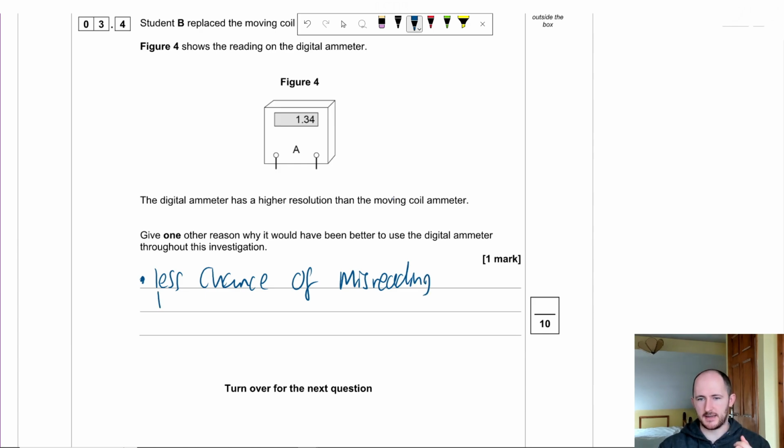But also, if you want to get fancy, no parallax error. If you want to do A-level physics, you do need to know about parallax error, so that's good. And yes, if it has a higher resolution, it gives an answer that's closer to the actual value. But that's it for question 3.